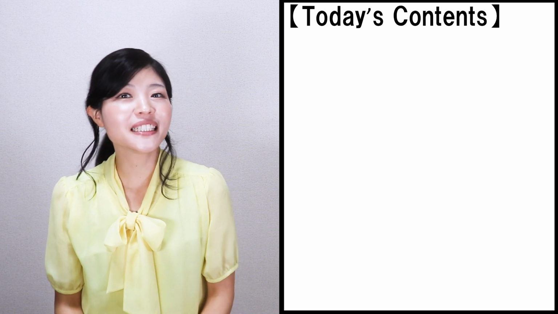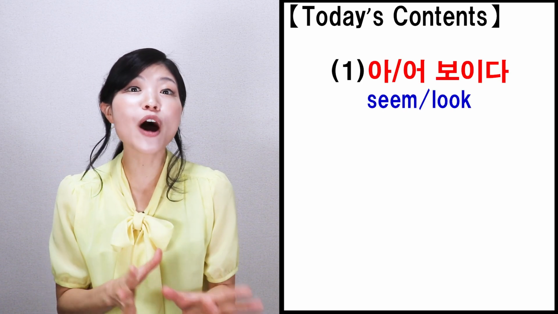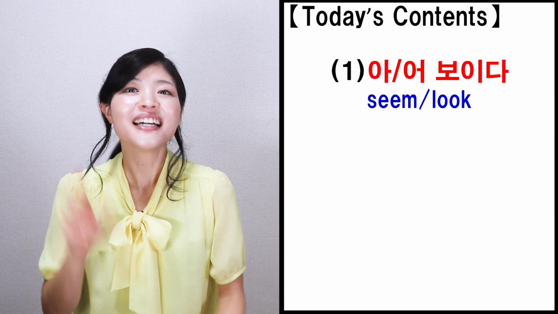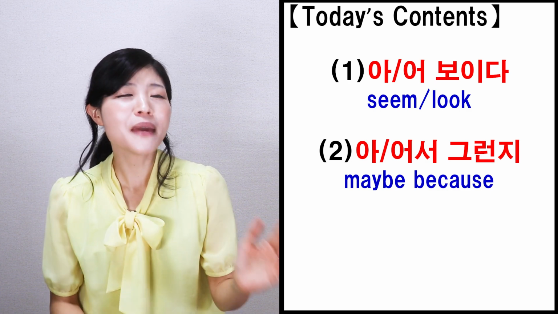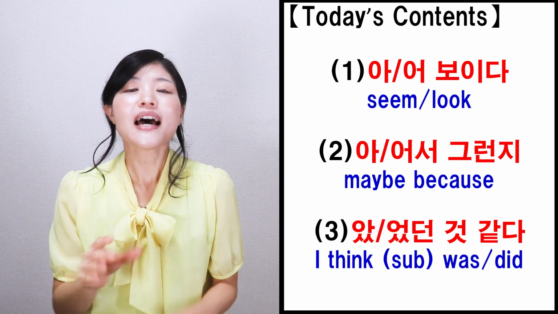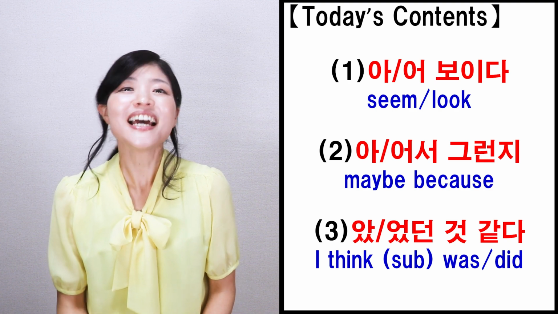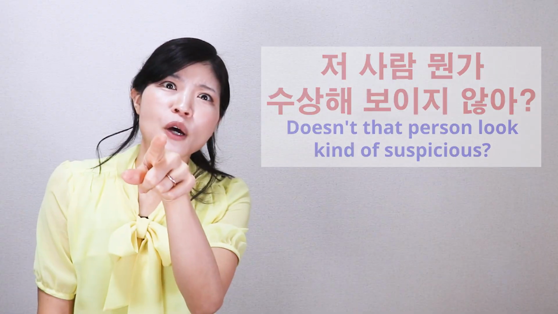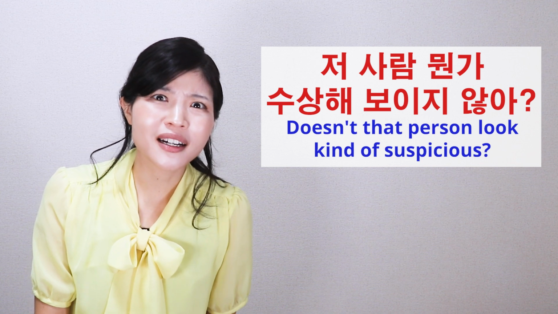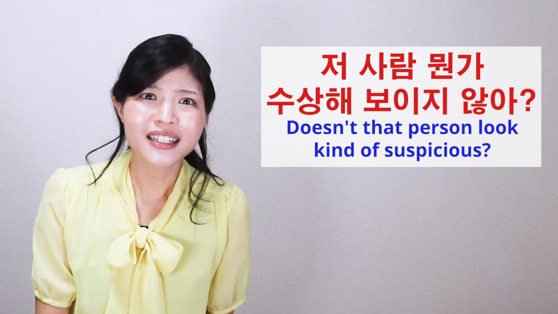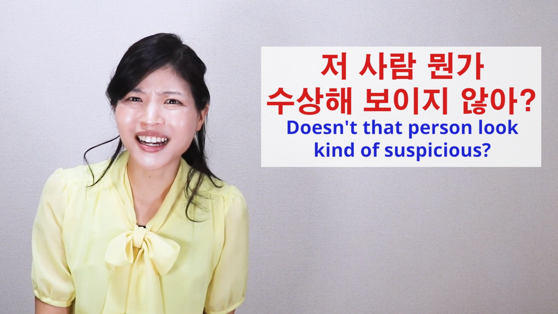The grammar I will teach you today is first, -아/어 보이다, seem, look. Second, -아/어서 그런지, maybe because. And third, -았/었던 것 같다, I think subject was did. If you learn today's grammar, 저 사람 뭔가 수상해 보이지 않아? Doesn't that person look kind of suspicious? You will be able to use expression of what you saw by guessing. It looks like a line from a detective drama, doesn't it?